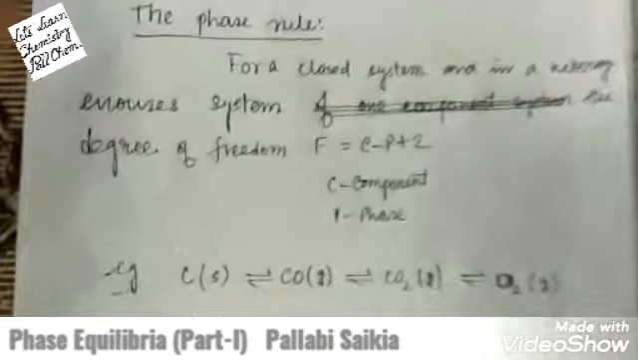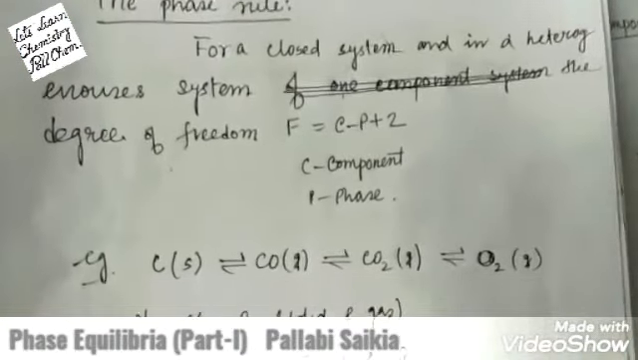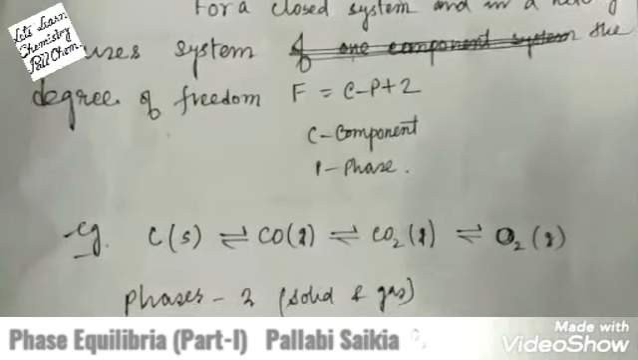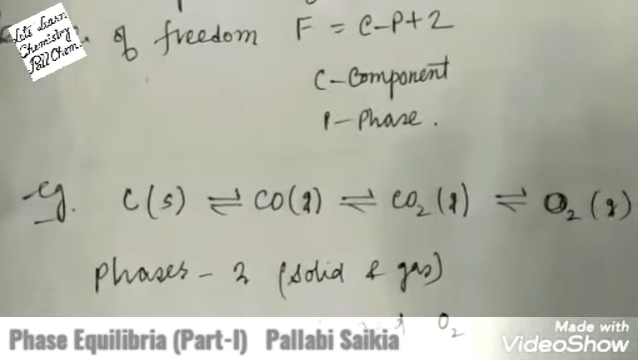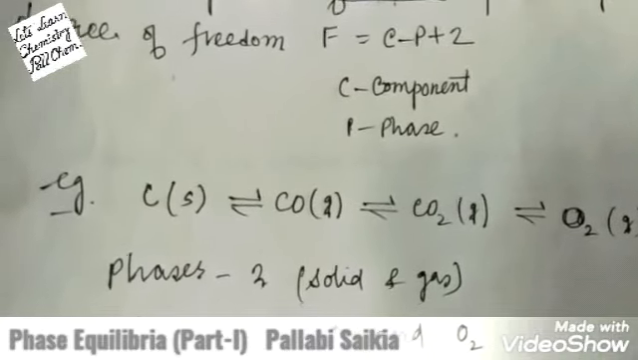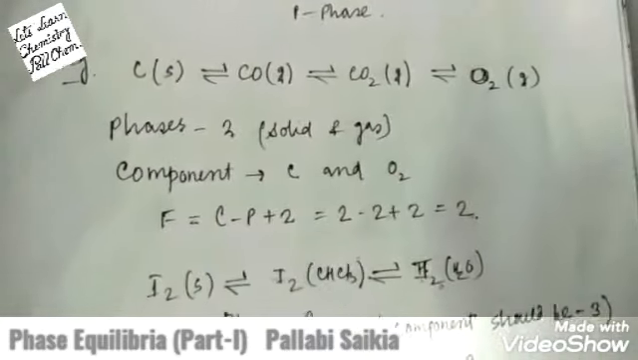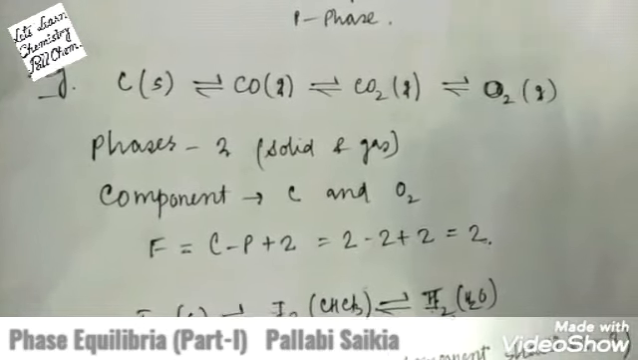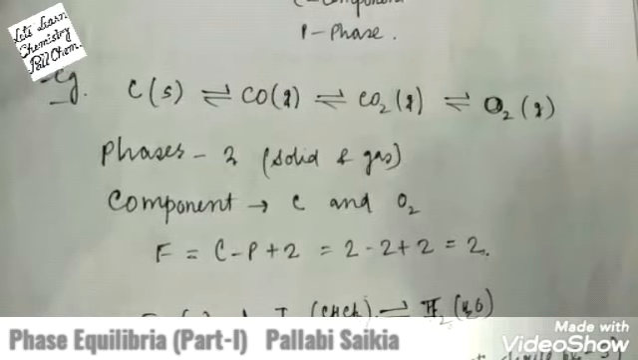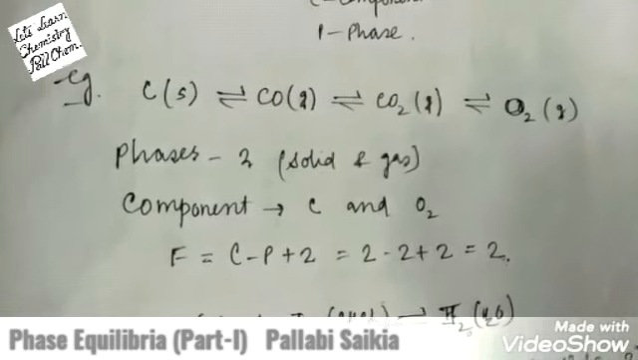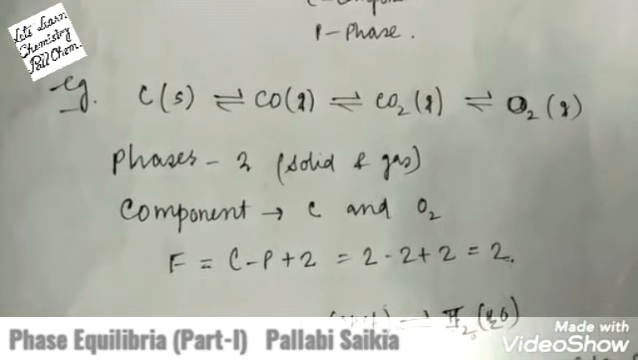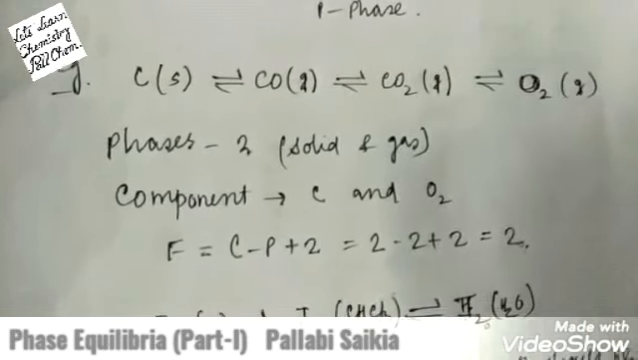What is the phase rule now? The phase rule is for a closed, heterogeneous system: the degree of freedom F is equal to component C minus phase P plus 2. For example, take an equilibrium between solid carbon, carbon dioxide gas, carbon monoxide gas and oxygen gas. Here phases are 2, components are carbon and oxygen, then the degree of freedom is 2.